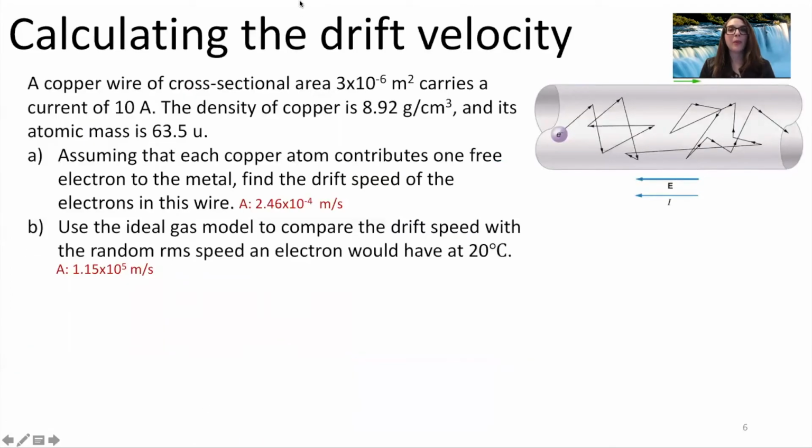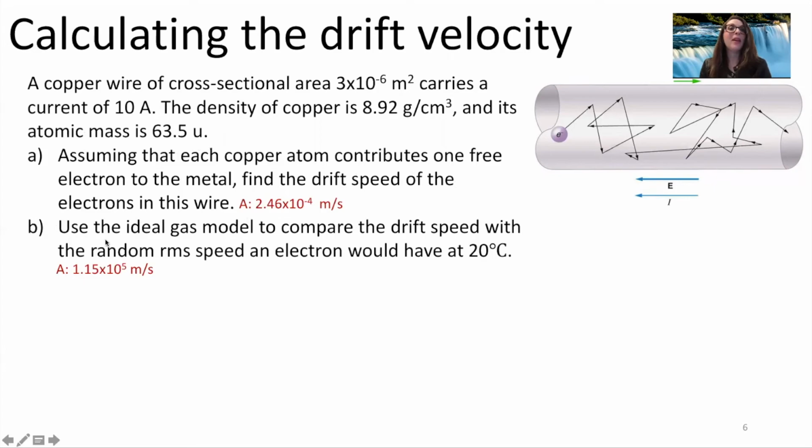And here is the problem. I'm just going to set it up for you here with this slide. We have a copper wire of cross-sectional area 3 times 10 to the minus 6 meters squared, and it carries a current of 10 amps. We know that the density of copper is 8.92 grams per cubic centimeter, and its atomic mass is 63.5 atomic mass units. So assuming that each copper atom contributes 1 free electron to the metal, we want to find the drift speed of the electrons in this wire. So here's the answer. We will go through it next.